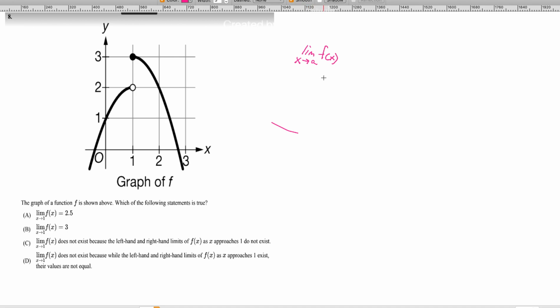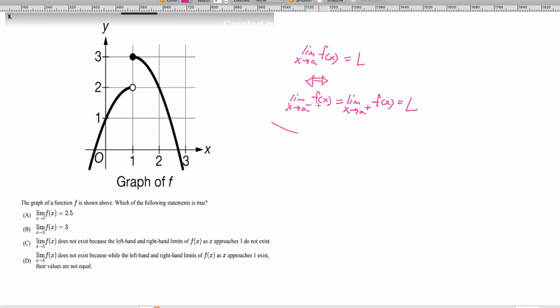It means that this equals L if and only if the limit as x goes to a from the left of f of x equals the limit as x goes to a from the right of f of x, and they both equal L. So they need to equal the same thing, and if they equal L, then you know the limit as x goes to a of f of x equals L. And if this limit equals L, then the left-hand limit equals the right-hand limit, and they both equal L. They both imply one another.